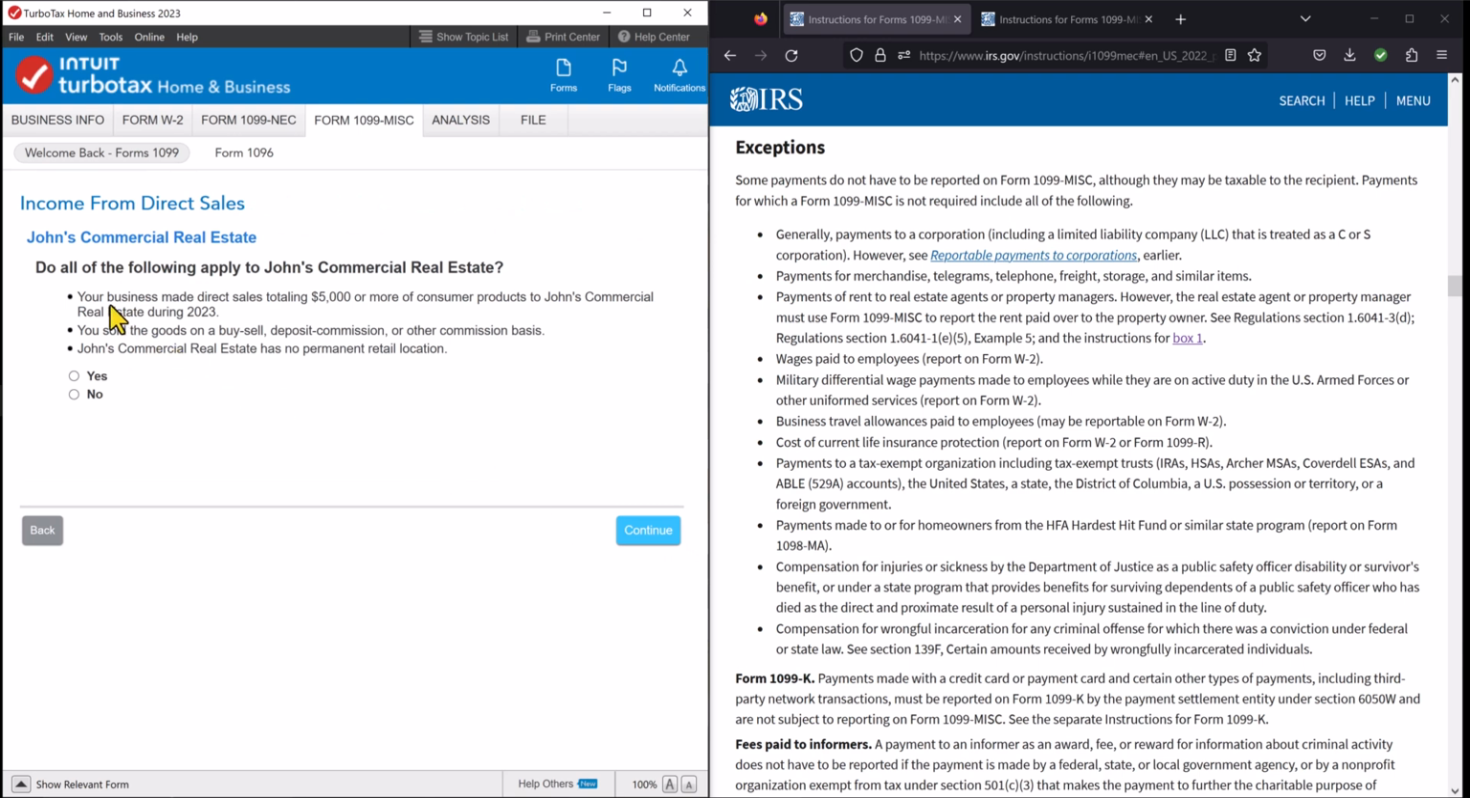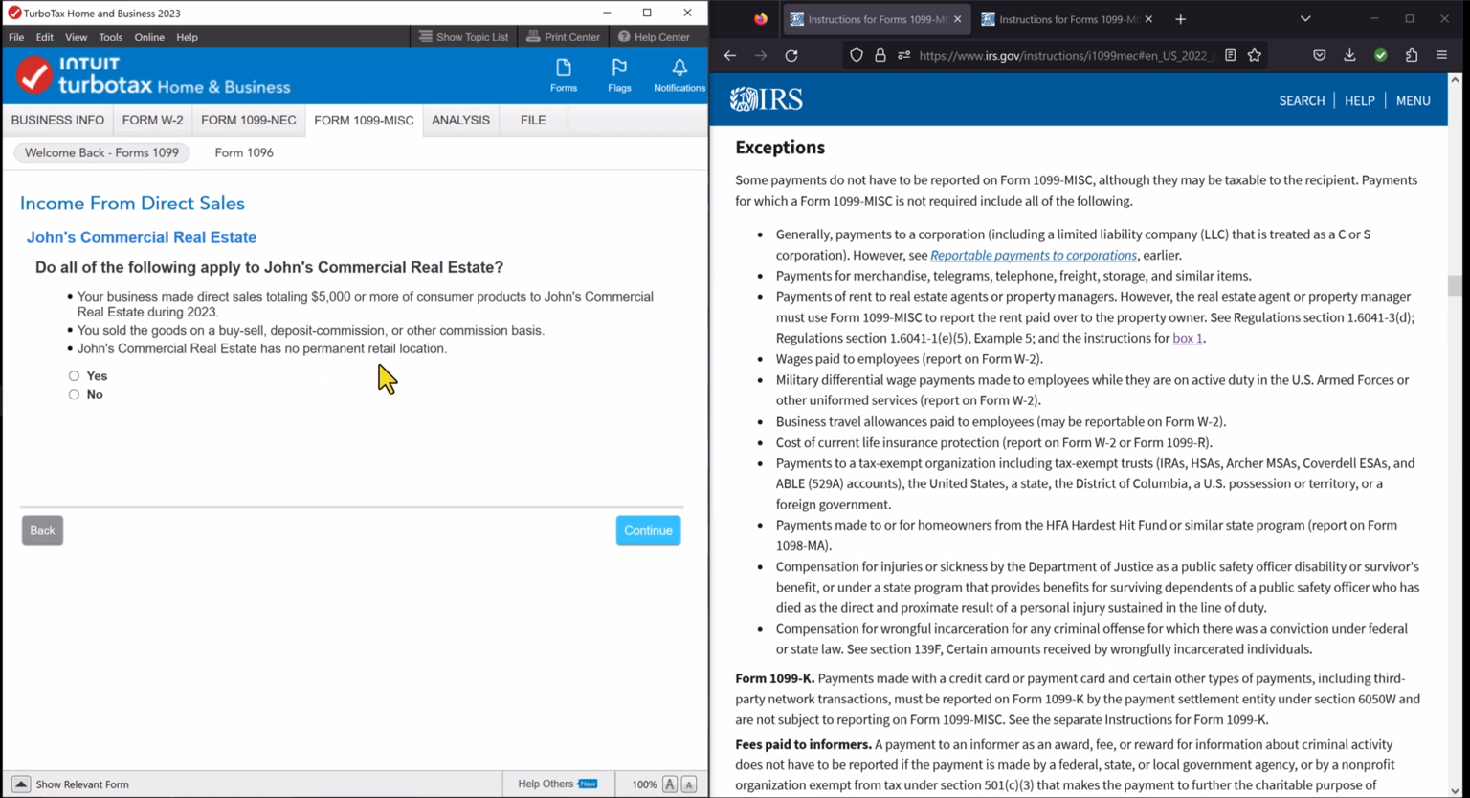All right. Did your business make any direct sales totaling $5,000 or more of consumer products to John's Commercial Real Estate during 2023? John's Commercial Real Estate has no permanent retail location, and you sold the goods on a buy, sell, deposit, commission, or some kind of commission basis. What this is all about is, just imagine this scenario. You sell $5,000 of goods or more to John's Commercial Real Estate, or whatever the business is called, on some kind of commission basis where they're going to go and try to resell it for more, right? And they have no permanent retail location. So there's no way for the IRS to really keep track of them that well. You know what I mean?